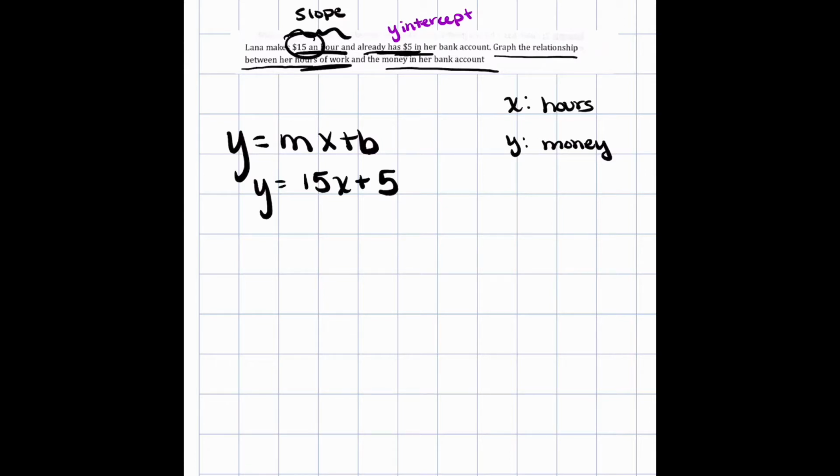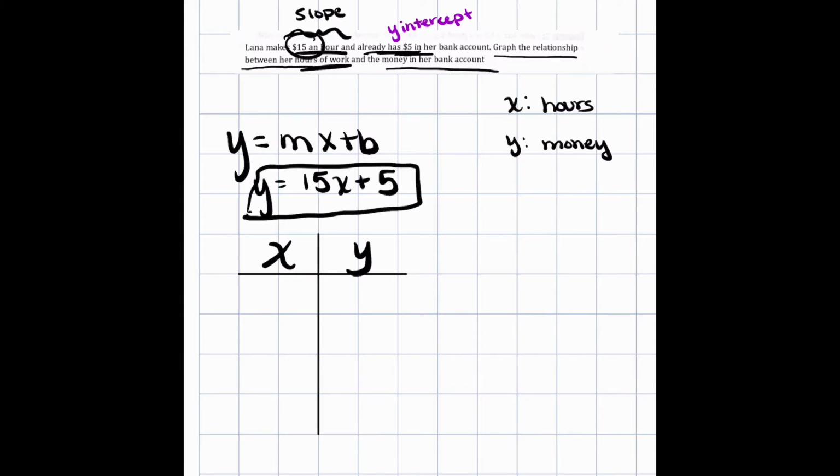How I can go on and graph it is, anytime you want to graph, you want to make yourself an xy table. So I'm going to make myself a table of values here. I'm going to just kind of extend this. These are going to be my x values. These are my y's. And I'm going to plug them into this equation here. This equation represents the situation.